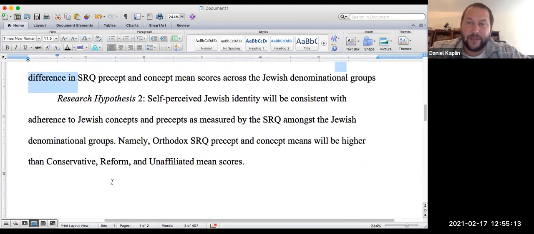The research hypothesis in this context is self-perceived Jewish identity will be consistent with adherence to Jewish concepts and precepts. So I'm saying that if you say you're Orthodox, you're going to have higher mean scores on SRQ precept and concepts. So notice the second sentence is, namely, Orthodox SRQ precept and concept mean scores will be higher than conservative, reform, and unaffiliated mean scores. So you're telling the reader exactly what you're looking for, right?